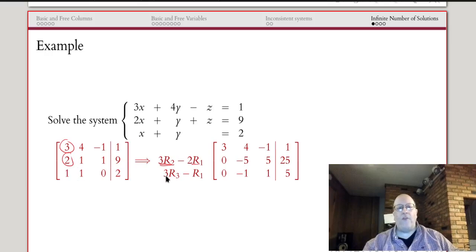Then the bottom row, we're just going to take the bottom row times 3 and then subtract the 3. We don't have to find the lowest common multiple here. And we get 3 minus 3 is 0, 3 minus 4 is negative 1, 0 minus a negative 1 is positive 1, and 6 minus 1 is 5. So here are our leading entries now. This is still not an echelon form. We're going to have to get rid of this negative 1.